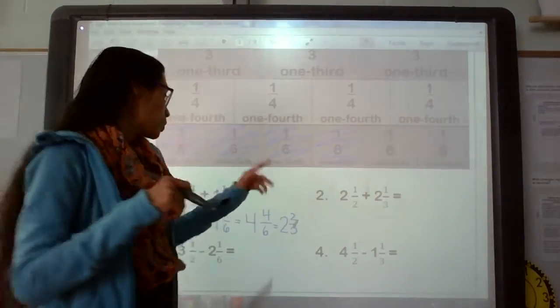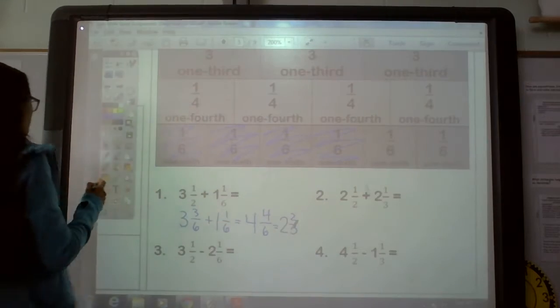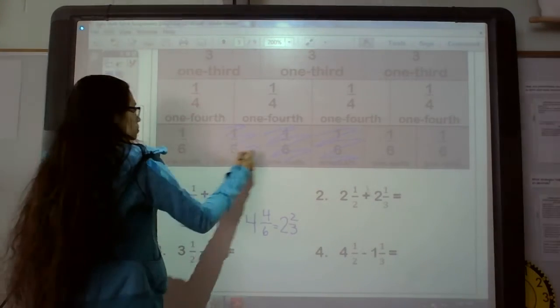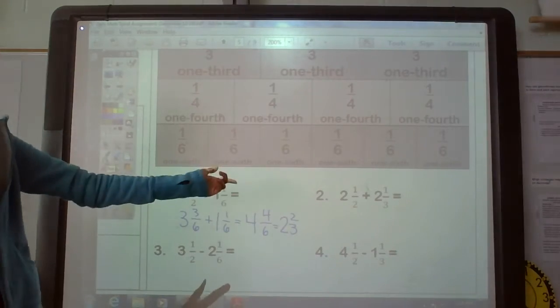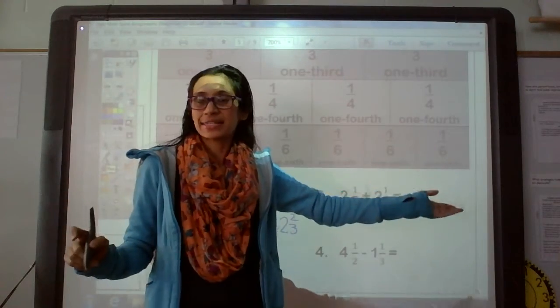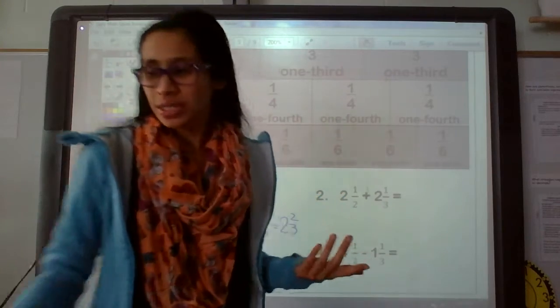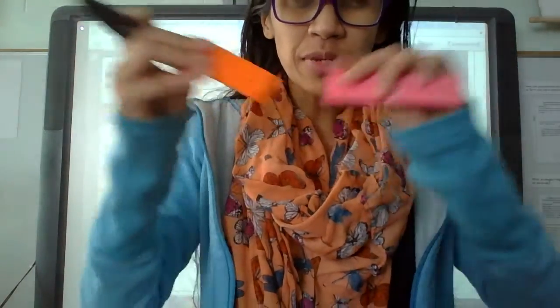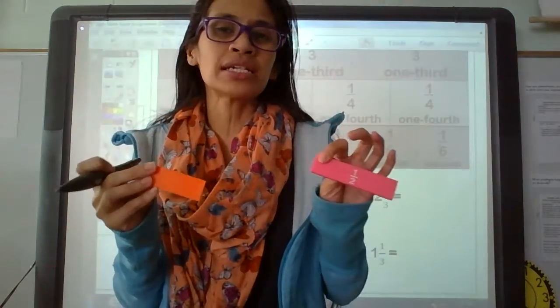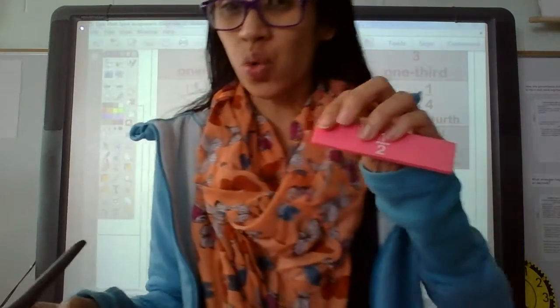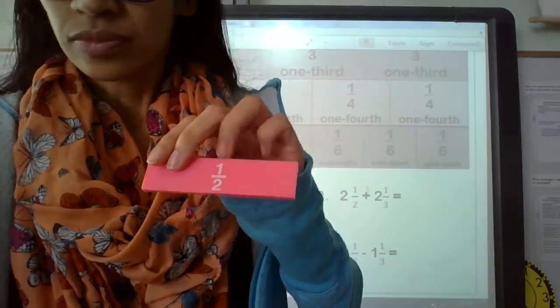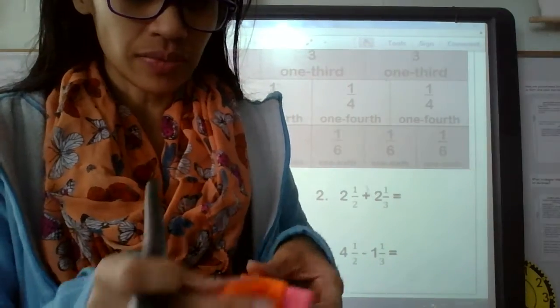The next one says 2 and 1/2 plus 2 and 1/3. I have 2 wholes, 2 wholes. That's easy. But that half and that third, that's not going to work. Look, I have a half and a third. We can't put them together. They're not the same size pieces. That's not going to work, but we can change them. Now, can I change 1/2 into thirds?